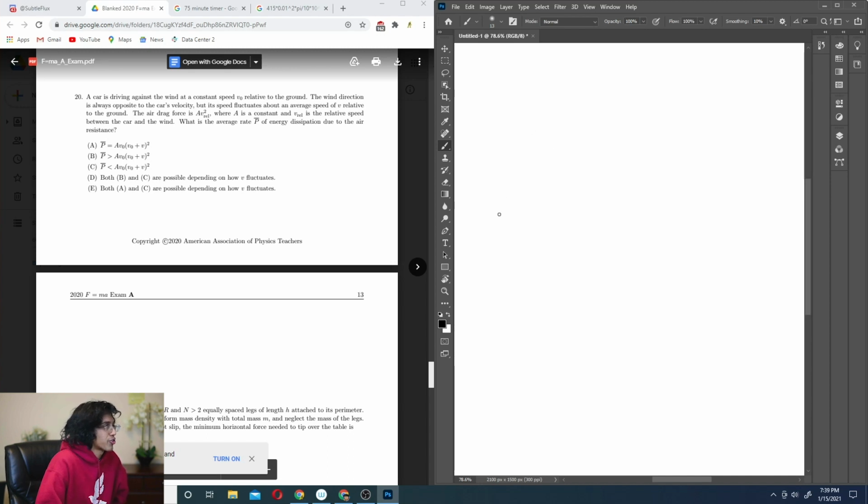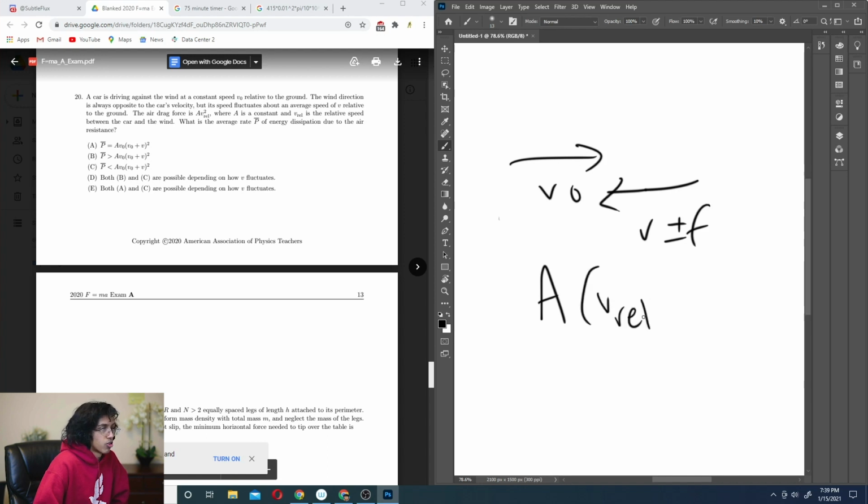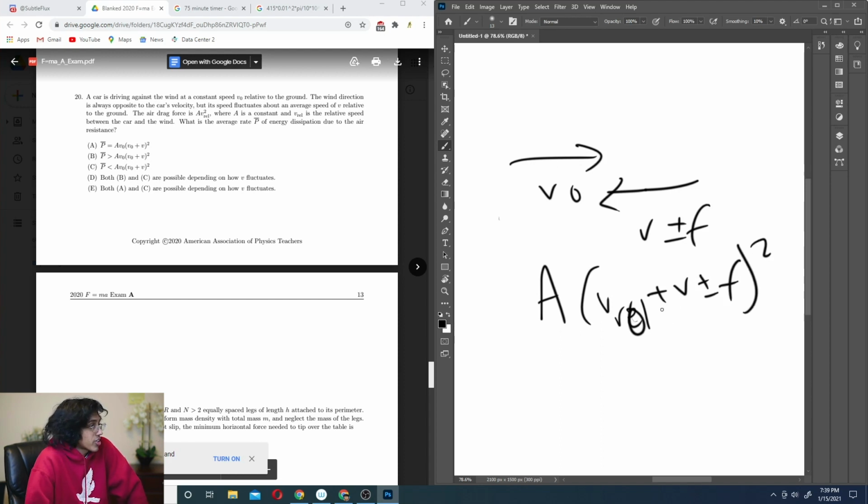So you're going v0 this way, and then the wind is v plus or minus some fluctuation. Let's just call it f. So your air drag force is just going to be proportional to v_rel, or v0 plus v plus or minus f, squared. So what is the average rate of this? I mean, you for sure can't average out the f's, right? Because there's going to be an f squared somewhere, so we need to somehow know the average of the square of the speed. Yeah, we don't know that. Wait, so when would squared be not the same? Okay, so obviously, if the fluctuation just happens to be 0 the whole time, it could technically be equal, right? Because then this would just get rid of that. Okay, so A is for sure possible.